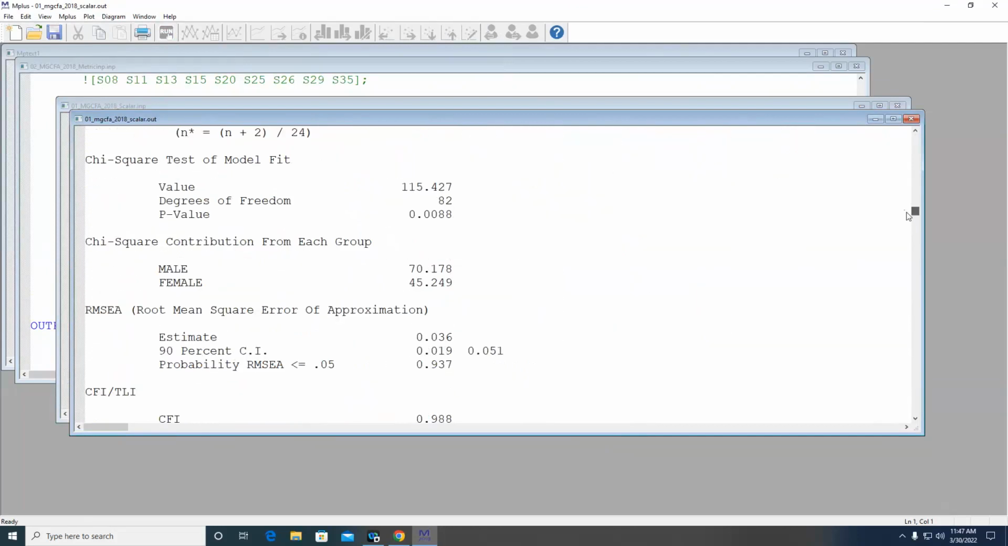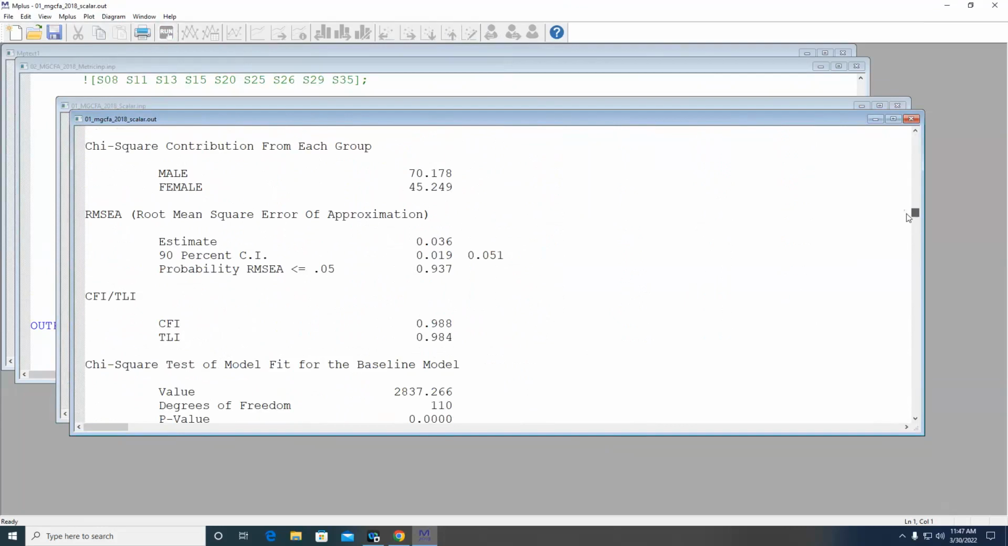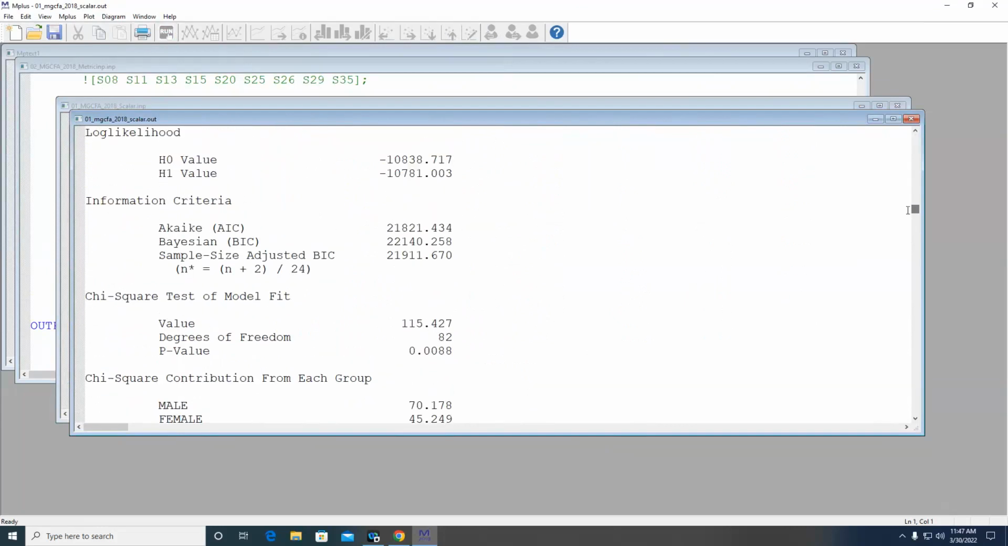Chi-square. Oh, no, because that's the difference between the scalar and the metric. You're going to see. Yeah, so that 14.6. So now we've got 115.427 with 82 degrees of freedom. So we picked up another 6 degrees of freedom because there are those 6 intercepts that we've now constrained to be equal.